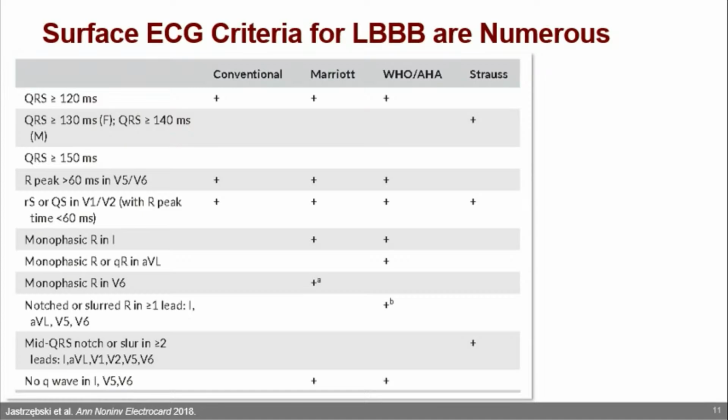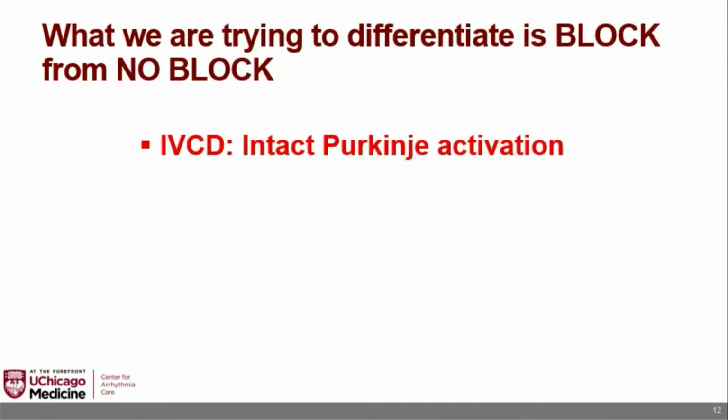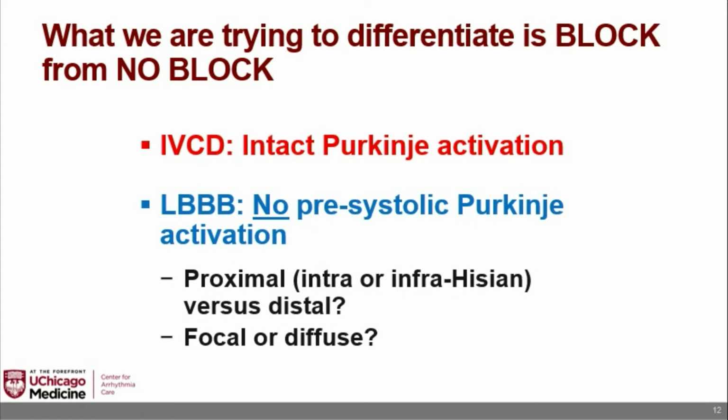When other investigators have tried to examine different criteria for left bundle branch block, they noted that irrespective of what criterion is utilized, there can be differentiation in performance for delivering cardiac resynchronization therapy. This is with biventricular pacing. Now, biventricular pacing may have some ability to address intact Purkinje activation, but is really best able to treat patients with left bundle branch block in which there's no presystolic Purkinje activation. And that's really what we are trying to differentiate: patients who have block versus no block.